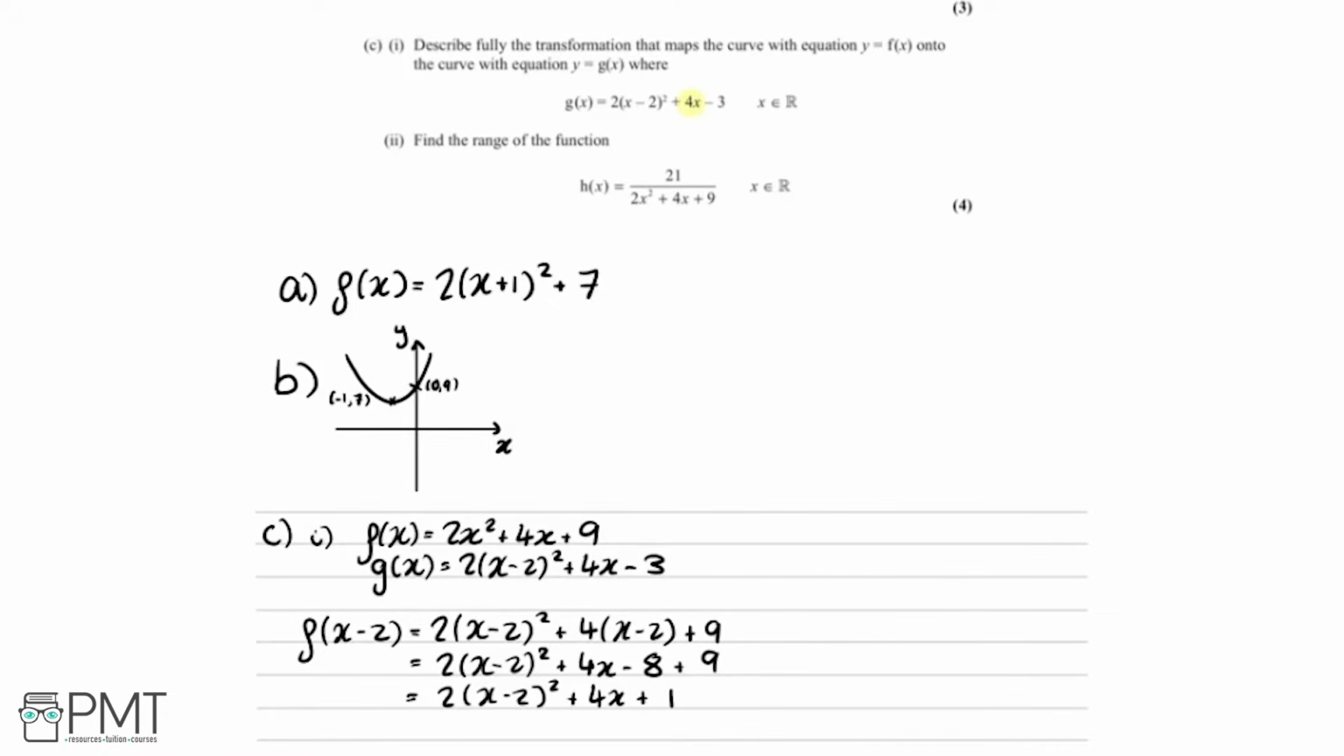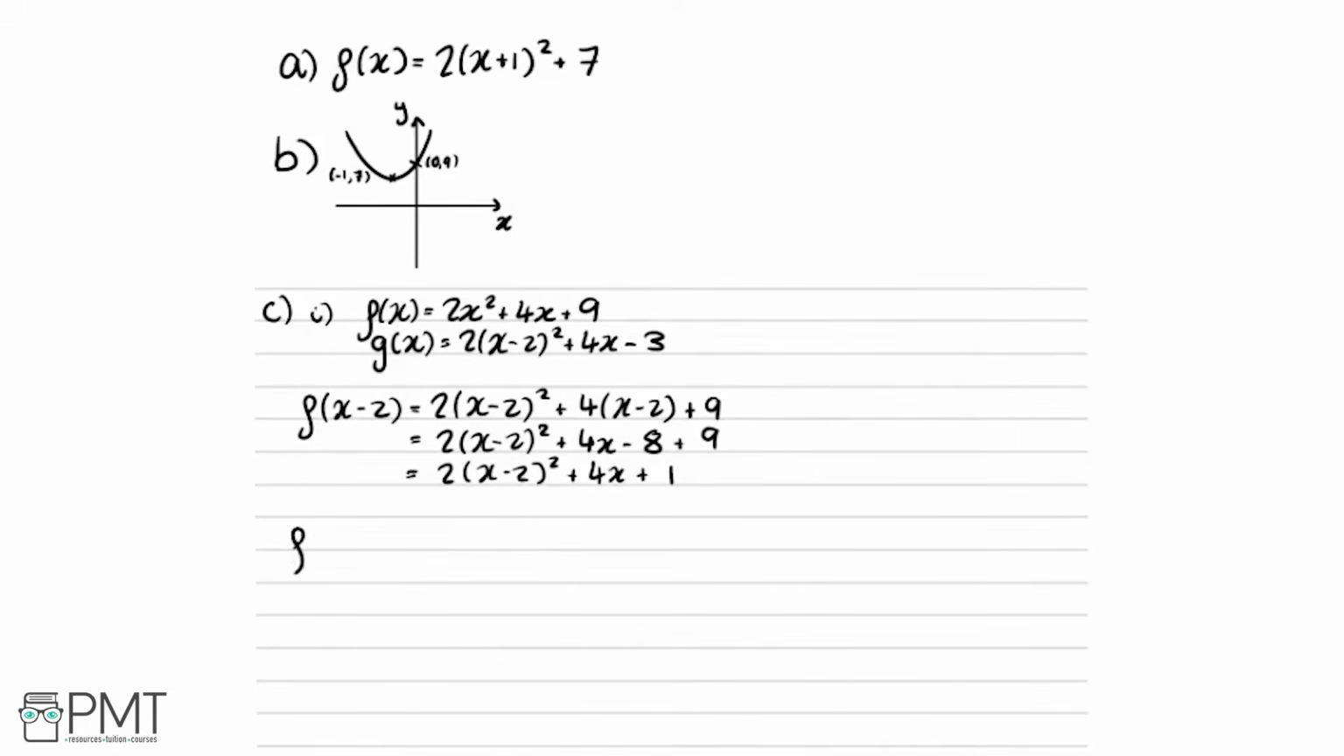Okay, so that's looking good actually, because if we compare our f of x minus 2 to g of x, well, we've got the same term here. They both have 4x. The only difference is a constant. The difference between this and this is 4. So what I'm now going to try is f of x minus 2 minus 4. So we're going to see what we get when we do that.